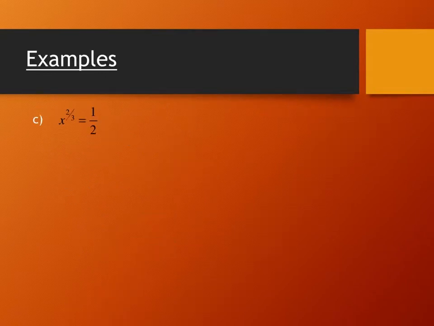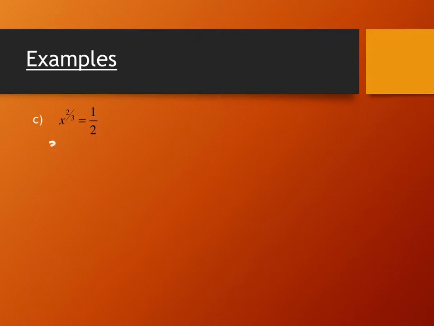All right. I have a rational exponent on this one, x to the 2 over 3 equals 1/2. So this is grouped with the other two because it can be changed into an expression that's in radical form. So that's where we're going to start. How would I rewrite this in radical form?